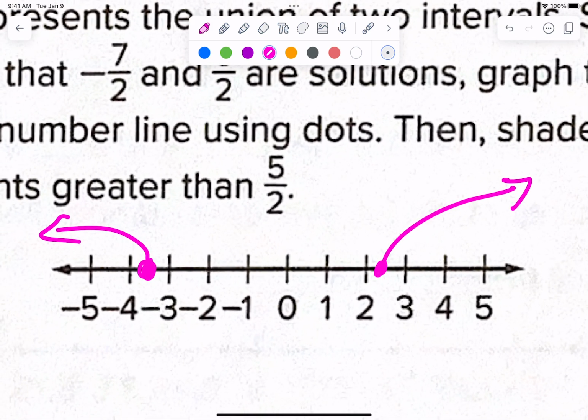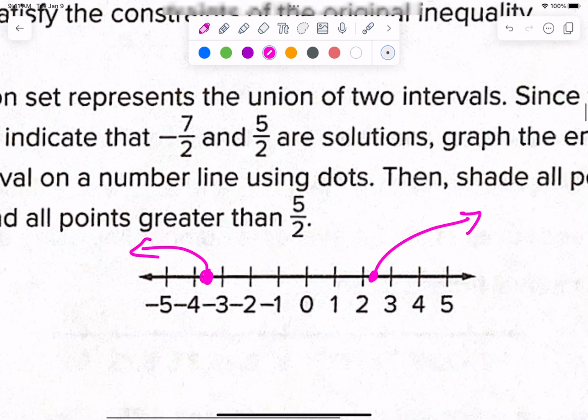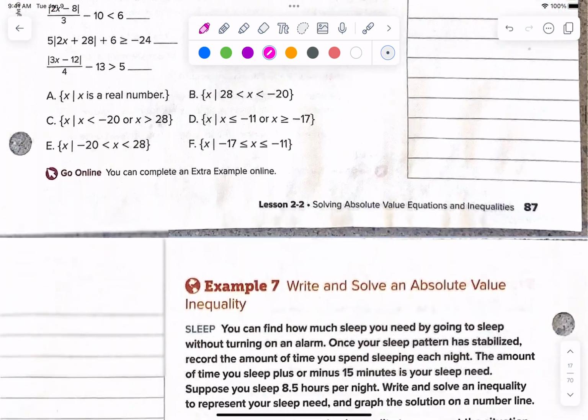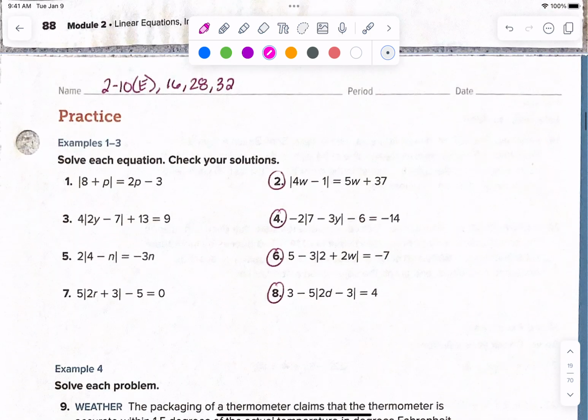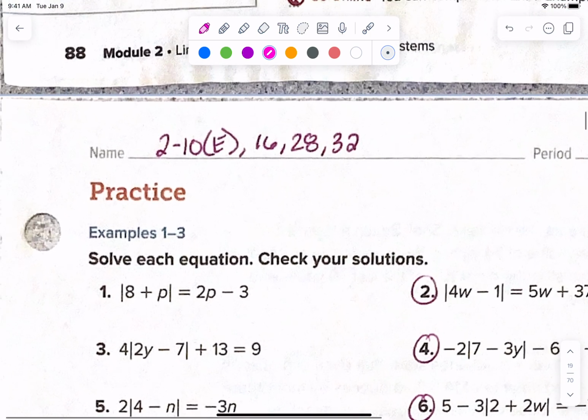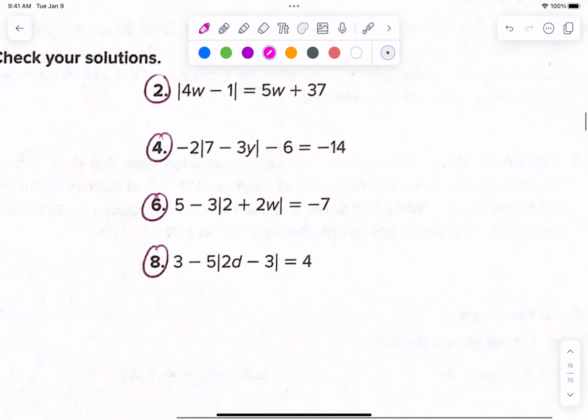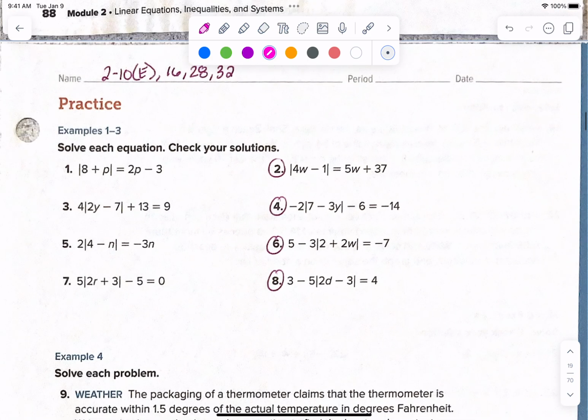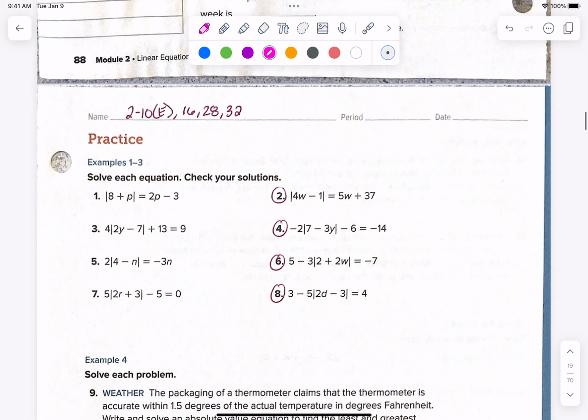Did I get through that too fast? Yeah, we should have no homework. You think you should have no homework? Can we vote? I'm going to get outvoted no matter what. No. Go do those. I only gave you not very many. Don't you like homework? 2 through 10, 16, 28, 32. Try them. You can do it. I have faith in you. You're going to be okay.